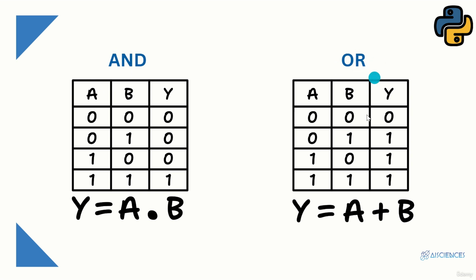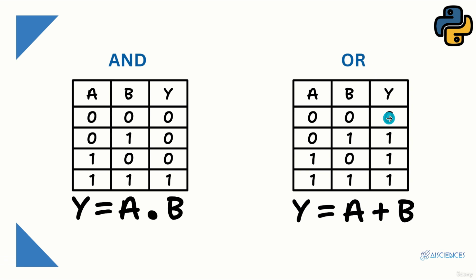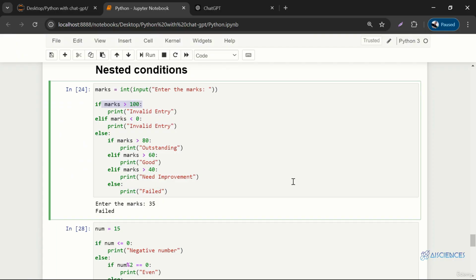So OR is denoted by plus, which means that 0 plus 0 is 0. So false plus false is false. But 0 plus 1 is 1. So false plus true is true, which means that either A should be true or B should be true, and the ultimate result will be true. Or if both are true, that's great, the result will be true. Let's implement AND and OR conditions practically in order to learn what these tables are saying.